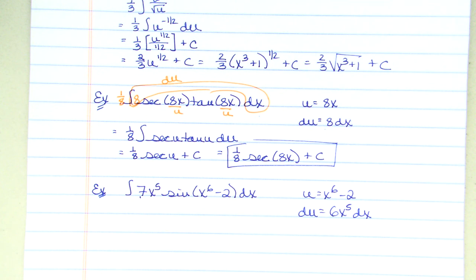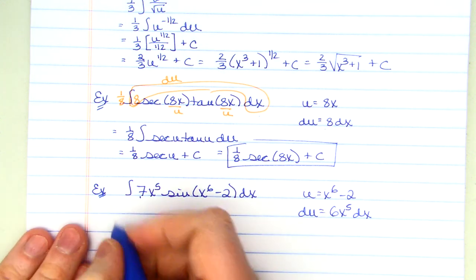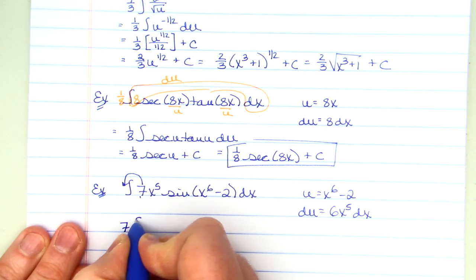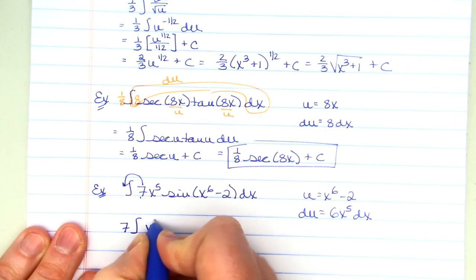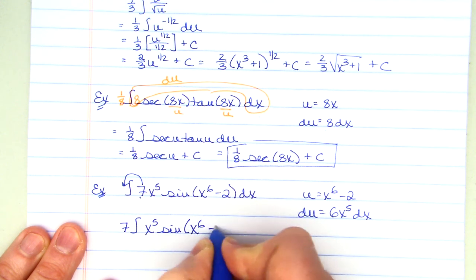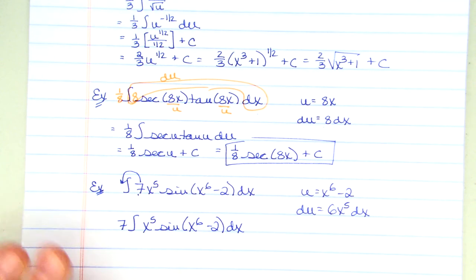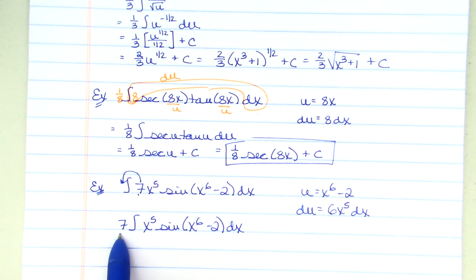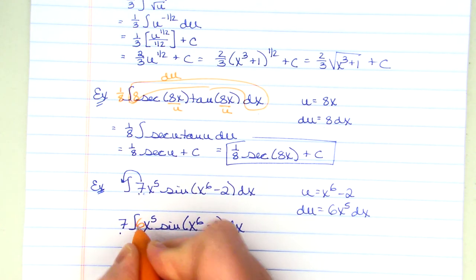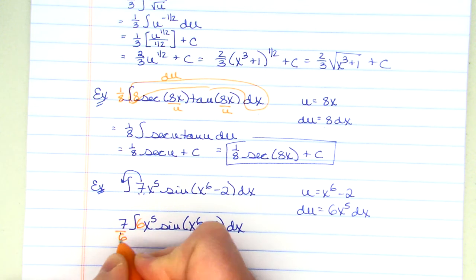There are ways we can do this with fractions, but I don't feel like thinking that hard. How about I just take this 7 constant and move it out front, because I'm always allowed to do that with a constant. And I can make this just the integral of x to the 5th sine of x to the 6th minus 2 dx. This is not u-substitution work; it's a constant, pull that out front. Now let me deal with my u-substitution. I said du should be 6x to the 5th dx, which means I need a 6 inside, and outside, I need a 1/6.